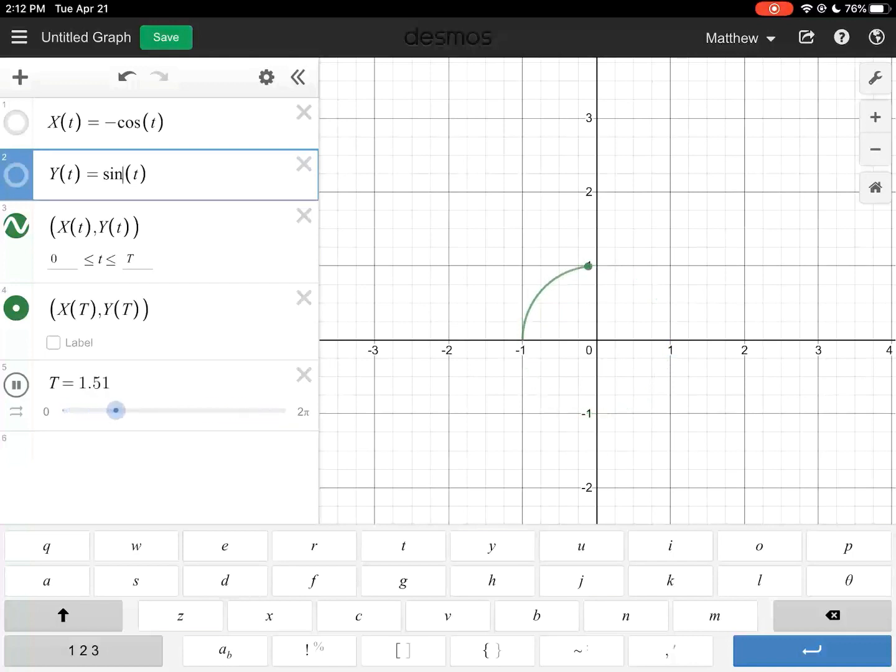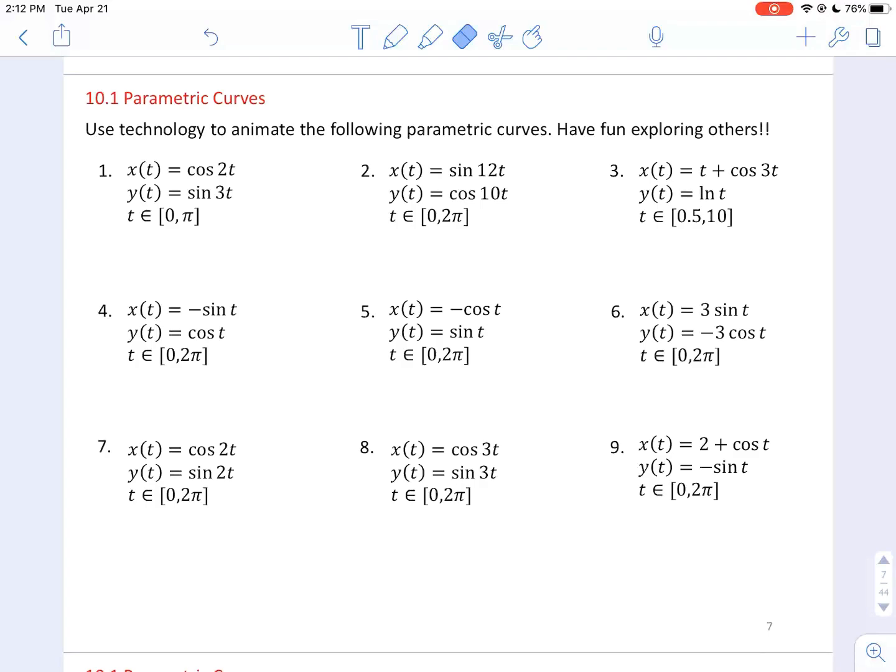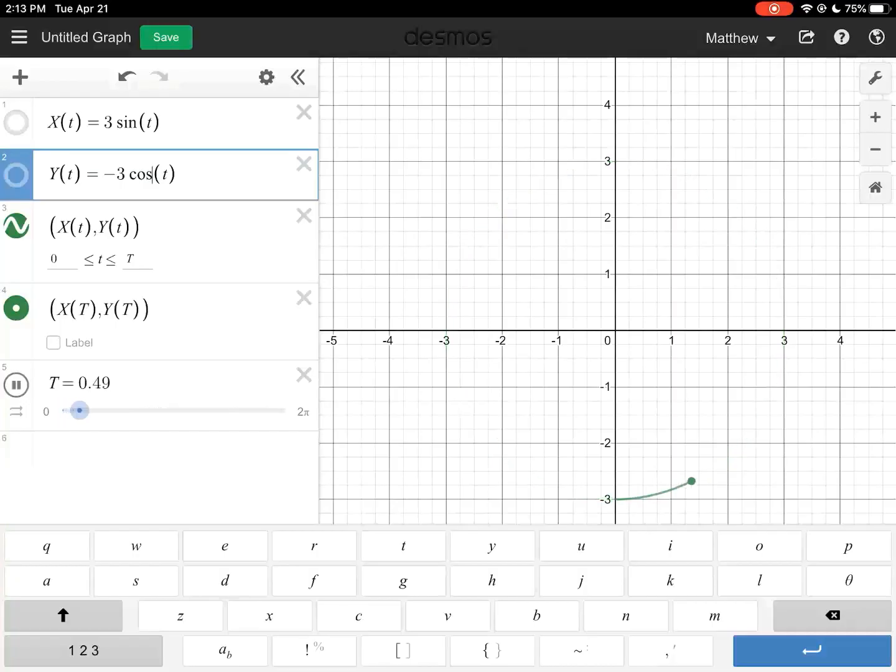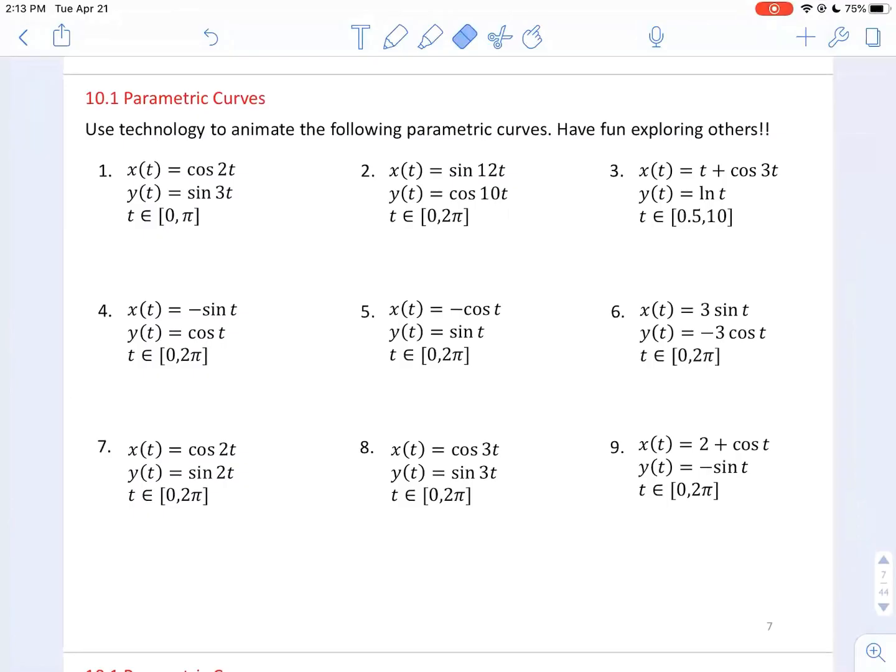All right, this time we're getting a circle that starts at the left side and draws itself clockwise, completing itself by the time we get to time 2 pi. Number 6, 3 sine t, negative 3 cosine t. Okay, so we get a circle again, just a bigger circle. But this time starting at the bottom, drawing itself counterclockwise, and by the time we get to 2 pi, it's done one rotation. Number 7, let's make x be cosine, y be sine, but both positive, and 2 t's.